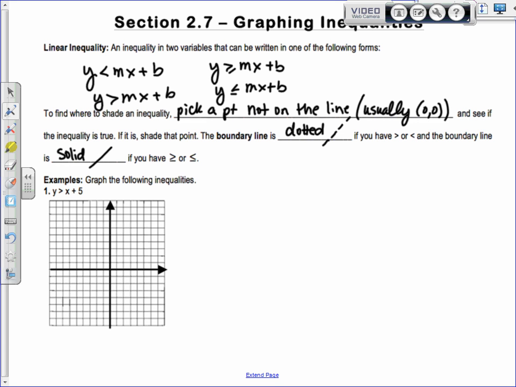We just go through the same process. First we graph the boundary line. Your boundary line is just y equals x plus 5. In this case, the boundary line will be dotted because it was y is greater than, not greater than or equal to. So it's going to be dotted.